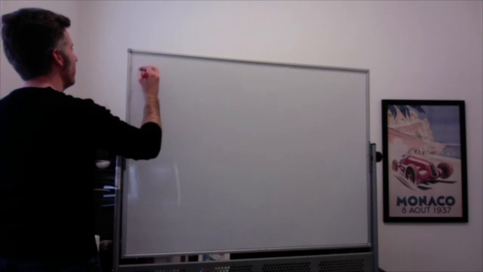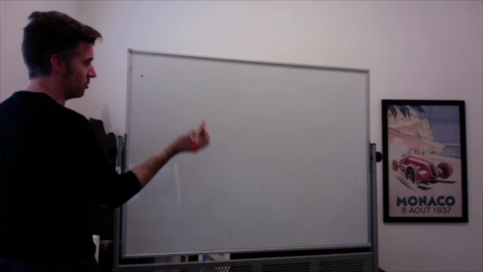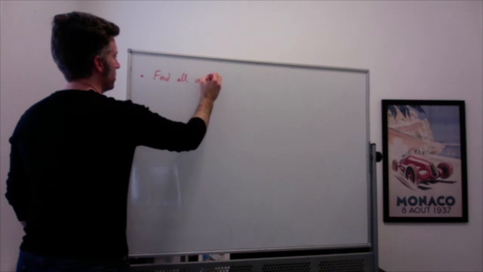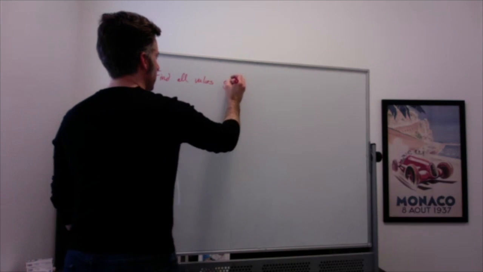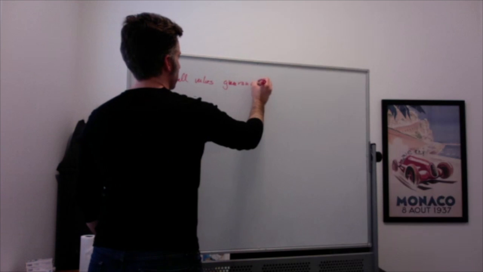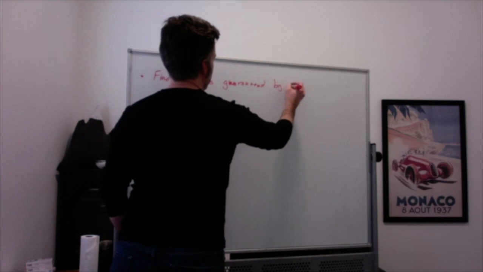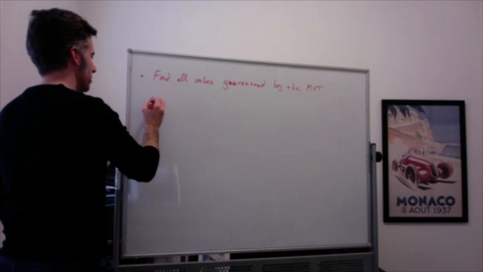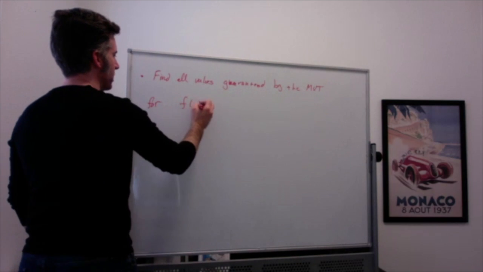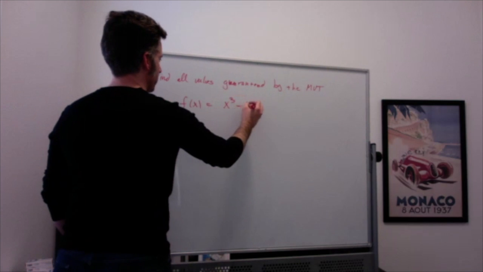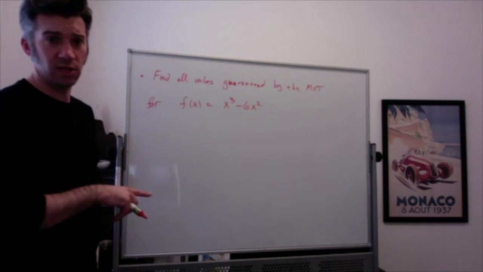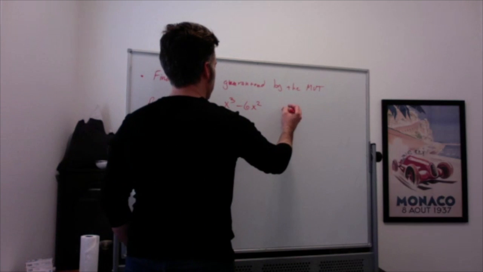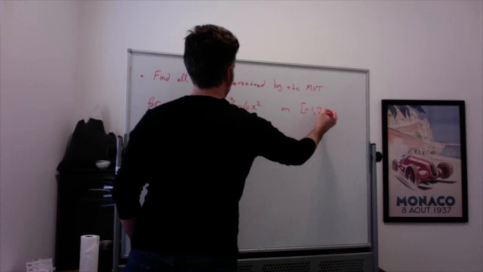So one type of mean value theorem question you could get asked is to find all values guaranteed by the mean value theorem for the function f of x equal to x cubed minus 6x squared. It's kind of my go-to cubic function. It's a nice one. It's got some nice qualities. On the interval from -1 to 7.